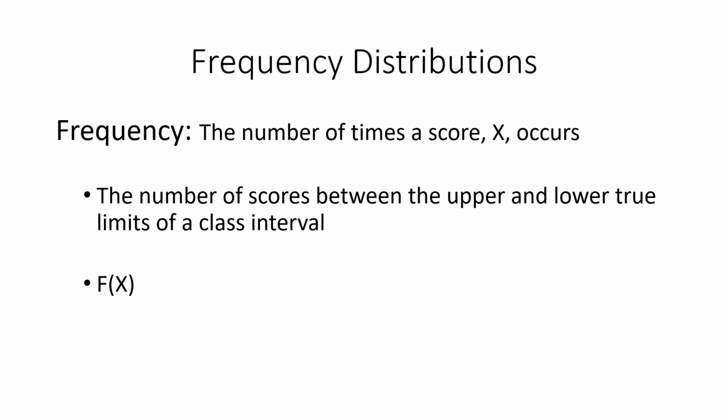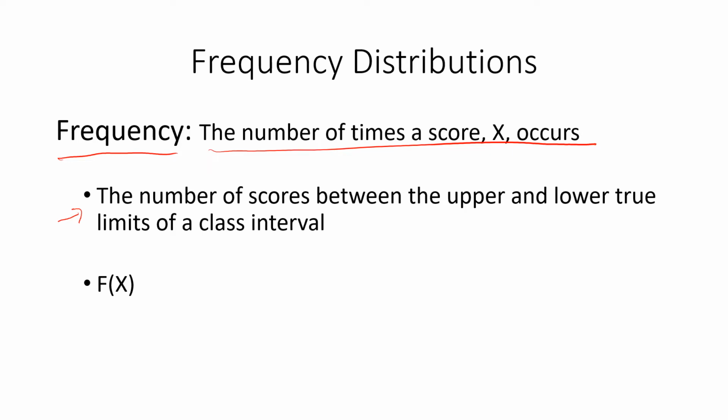So in a frequency distribution, the first thing we do is the frequency, or the number of times each score occurs. On the previous slide I used a discontinuous variable. I only had whole numbers. But let's say you had a continuous variable like weight, and you were categorizing the number of people at each weight.